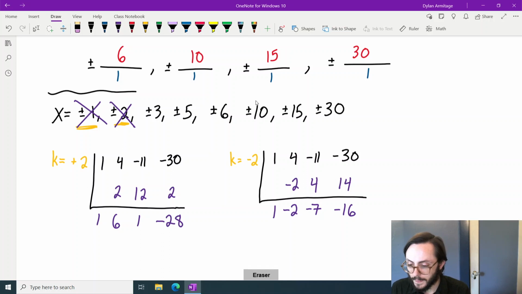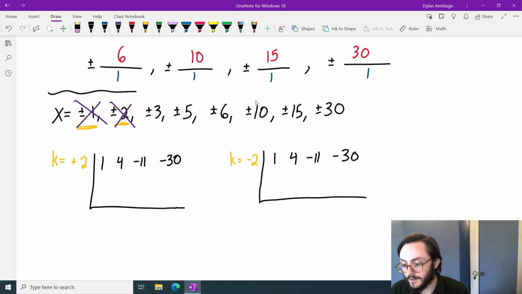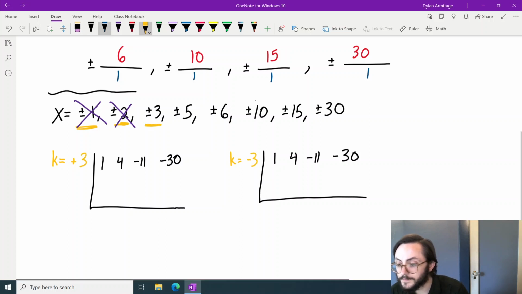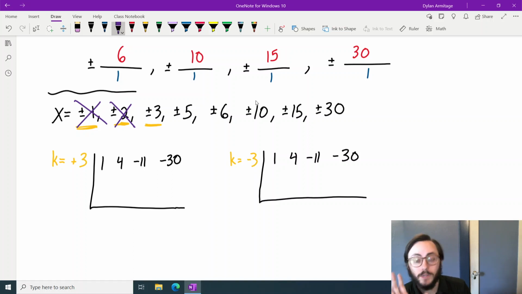All right, let's erase. And we'll start with 3 next. Okay, so we have positive 3 and negative 3. We only need one root to break this down into a linear binomial and a quadratic. And with the quadratic, we can factor that pretty easily.